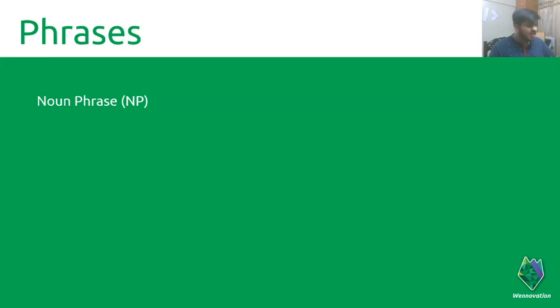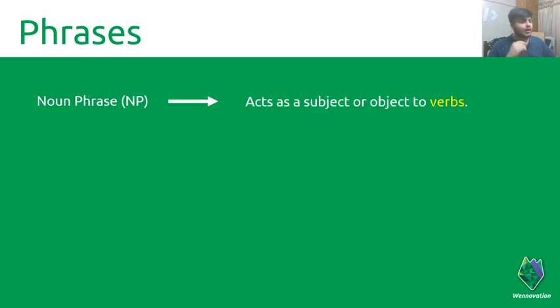There are a total of 4 or 5 phrases. The first phrase we have is the noun phrase, which simply acts as a subject or object to verbs. So think of this example such as the brown fox jumps. The brown fox is actually a noun phrase, and jumps is a verb, right? Which means it's an action, which is jumping. So you can see that brown fox is acting as a subject to the word jump, right?